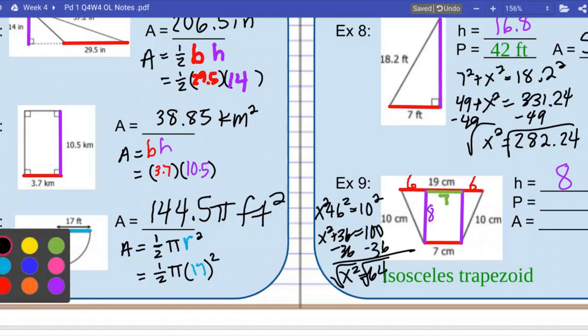So if I want to find area, it is equal to 1/2 of the height times the two bases added together. So we're going to add the bases first. We're going to times it by 8, and then we're going to divide our answer by 2. We get 104. The area is 104 centimeters squared. To get perimeter, that's just going to be 19 plus 10 plus 7 plus 10 again, because those are the lengths of the outside of the shape, and I get 46 centimeters.